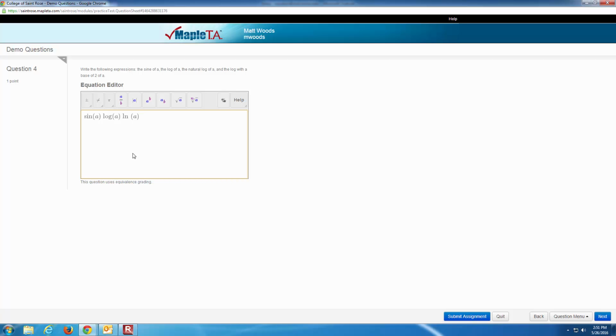And then my last thing is log with a base of 2 of a. This is going to require a subscript, so I'm going to need this for subscripts. And like before, I backspace the a. I want log. I backspace the b. I want 2. I'm all done with that, so I hit the right arrow key. In parentheses, I put a.